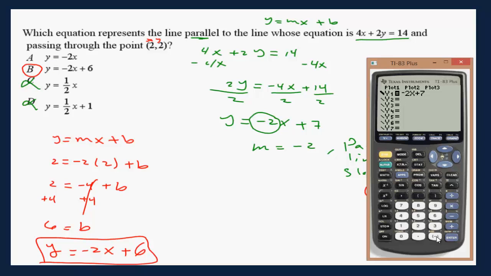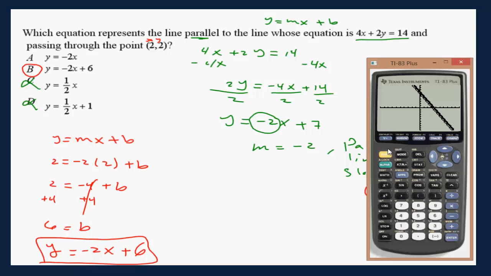Y equals negative 2x plus 6. Graph. Okay, my window is not really accurate, so if you have something like this, you click zoom, go down to standard, zoom 6. Now we have the two lines, and they're parallel. You see the bold line and the regular line here. They're parallel to each other, but this is not enough because the second line must be passing through the point (2, 2).